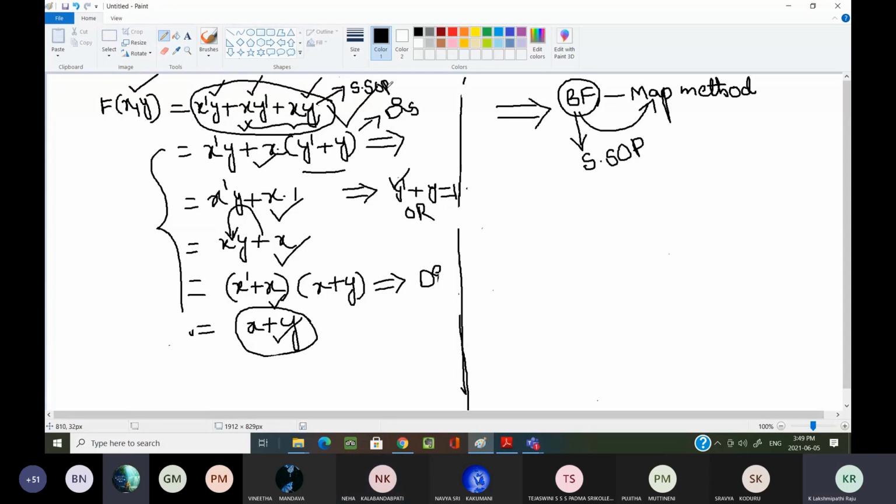Yes, sir. Now tell me, what is the min term of this one? Are you understanding what I am saying? The first term is min term 1, the second term is min term 2, the third term is min term 3. Now, I am drawing my two variable K-map, because the given expression has two variables.